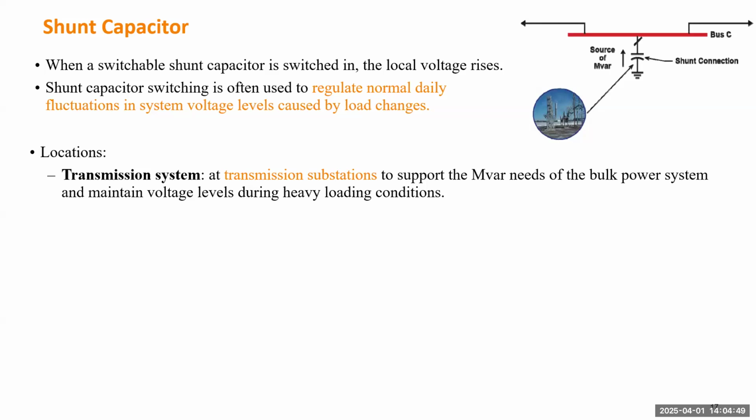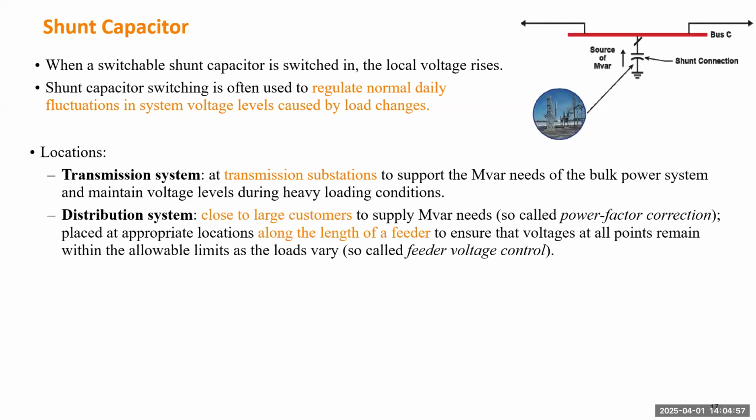In the transmission system, it will be at some substation to support reactive power to maintain voltage, especially during the heavy load condition. If it's in the distribution system, it needs to be close to large customers. It can help to correct the power factor. So if there's some industry load running a large motor, the power factor can be very low. So they usually need to have a capacitor there to provide the reactive power to correct the power factor.